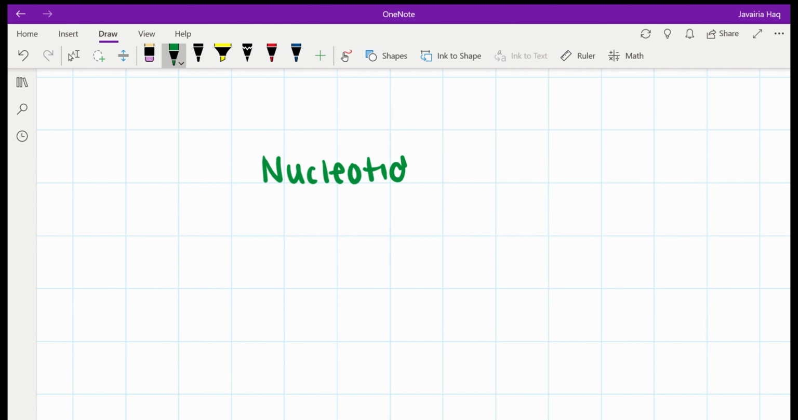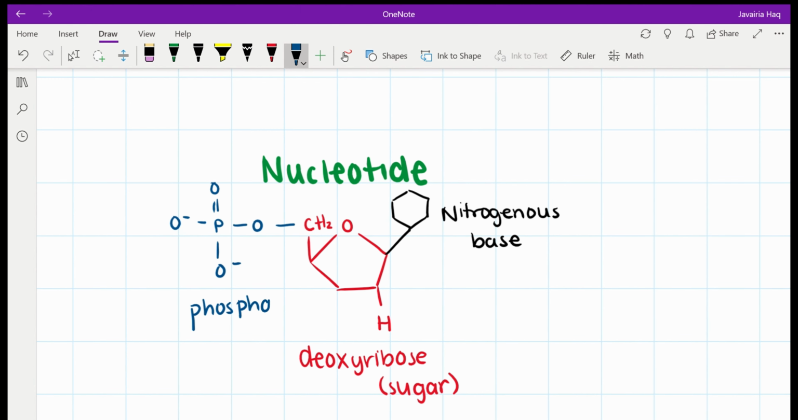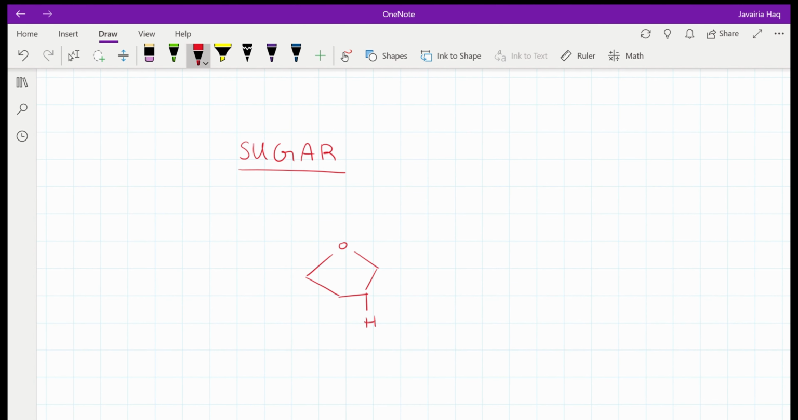A nucleotide is made up of 3 components: a 5-carbon sugar called deoxyribose, a nitrogenous base, and a phosphate group. In DNA, the sugar is called deoxyribose. For RNA, the sugar is called ribose. The carbons in the sugar are numbered clockwise.